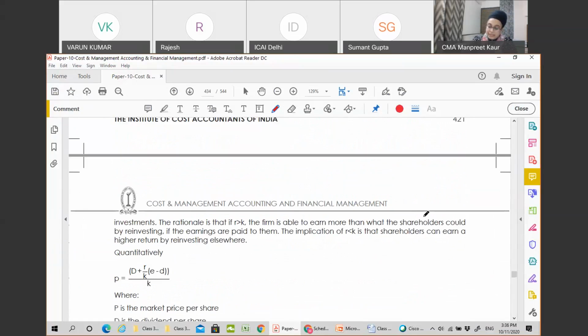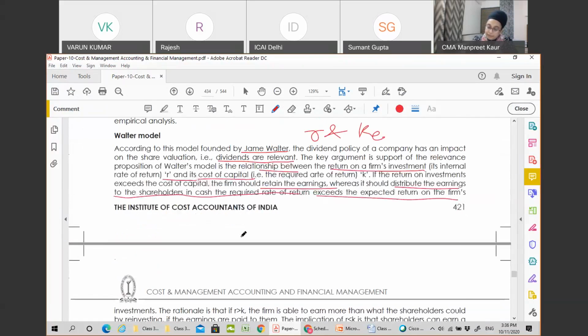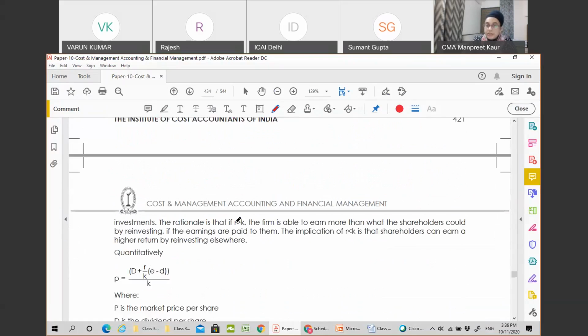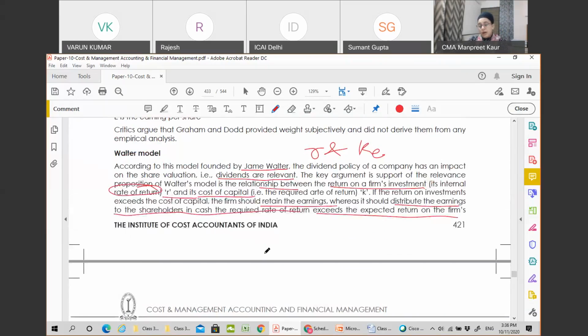The rationale is R means the rate of return, internal rate of return. Internal rate of return is greater than the cost of capital. If a firm is able to earn more than what the shareholder could be reinvesting, if the earnings are paid to them, then R is less than the shareholders can earn higher rate of investing somewhere else. So what does a Walter model say? It says the relationship between internal rate of return and the cost of capital.